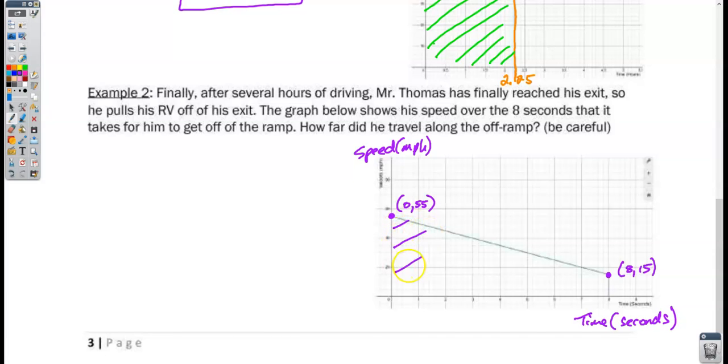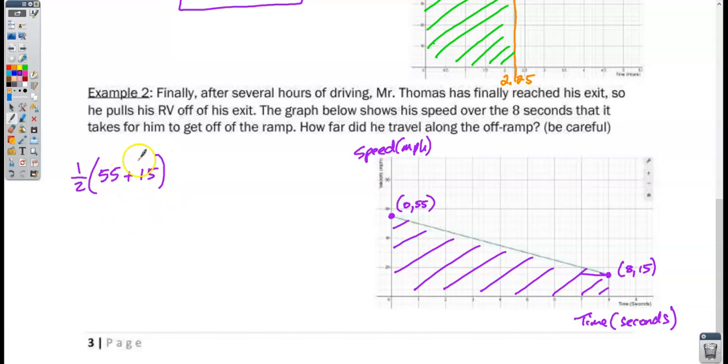I want to go ahead and accumulate all of this area. And in order to do that, I'm going to use some area formula. I can split this up into a rectangle and a triangle, or I can just treat it like a trapezoid the whole time. Let's go ahead and do a trapezoid. I've got 1/2 times the average of the bases, which is 55 plus 15, and those are measured in miles per hour, times the height of the trapezoid, which is this distance right here, which is 8, and that is measured in seconds. So if I do all of this calculation, I've got 1/2 times 70 times 8.